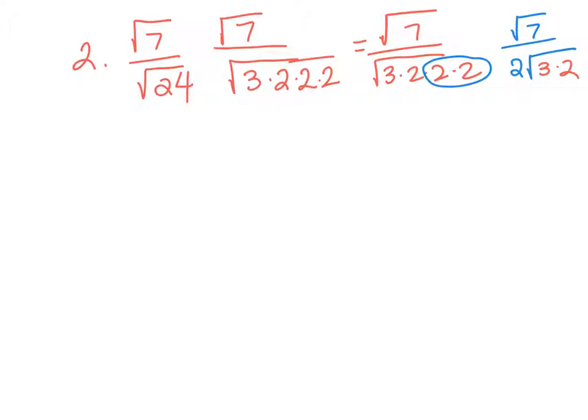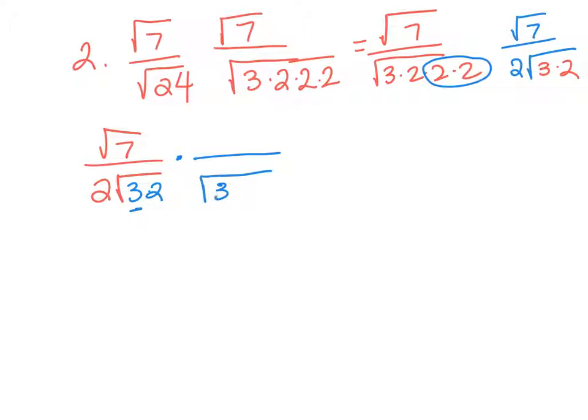So I'm going to come back over here and write it again. The square root of 7 over 2 times the square root of 3 times 2. I need to get the radical out of the denominator. It's a square root, so what I need is pairs. So I already have a 3, so I'm going to put a 3 over here, and I already have a 2, and I'm going to put a 2 here. At the top, I'm going to do the same thing, 3 times 2.